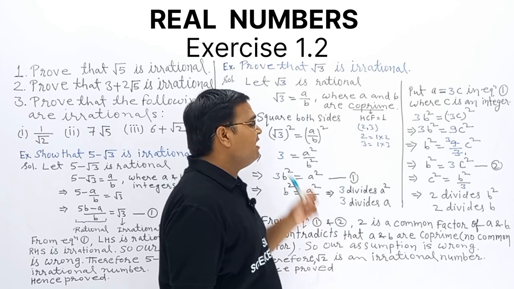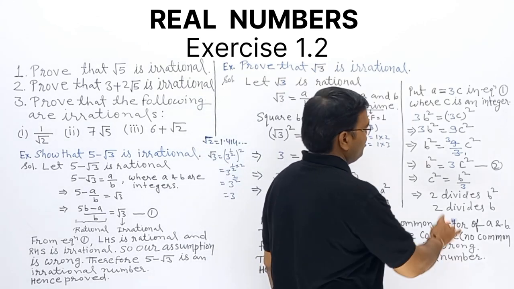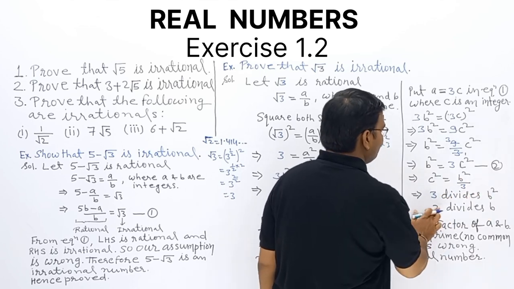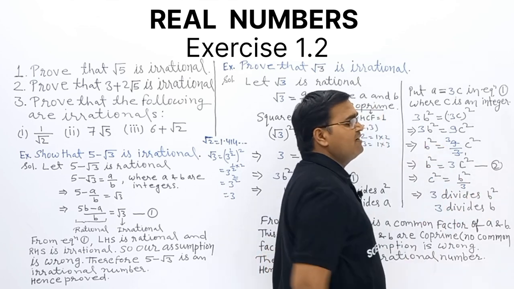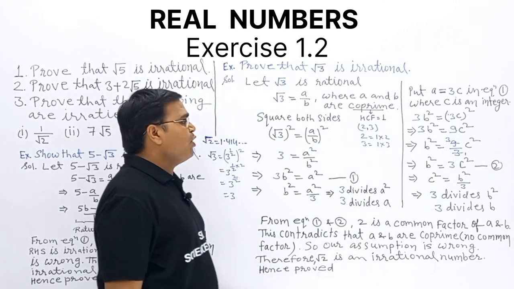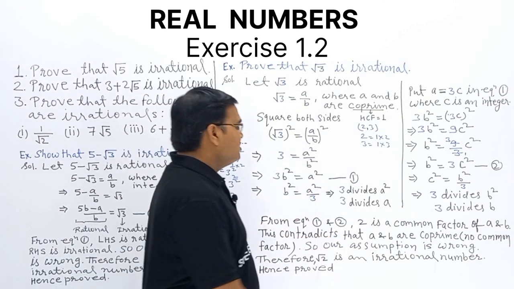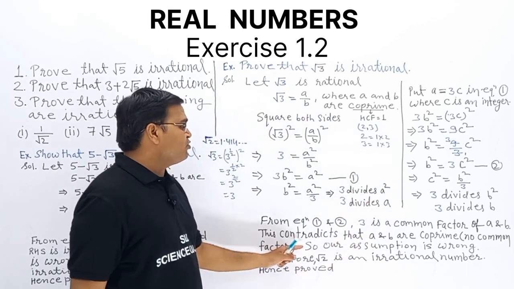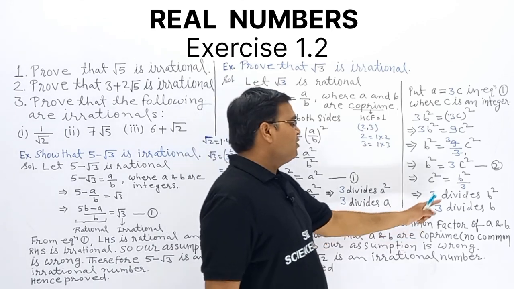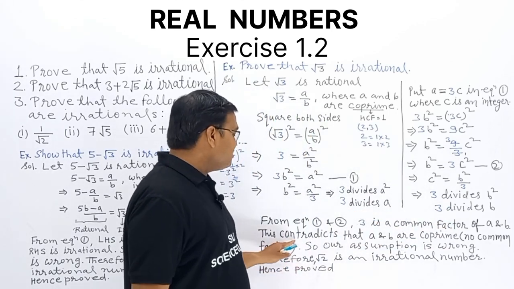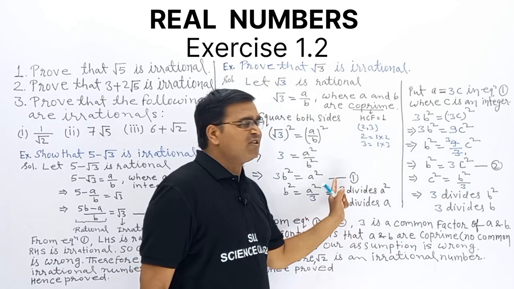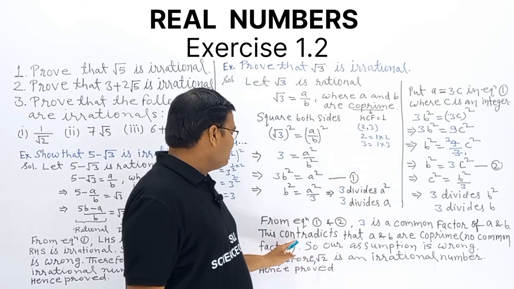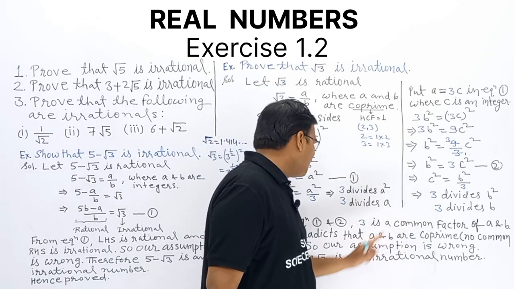It means 3 divides b square. So 3 also divides b. So from equation 1 and 2, 3 is a common factor of a and b. This contradicts that a and b are co-prime. These equations 1 and 2 contradict what we assumed. So this contradicts that a and b are co-prime.